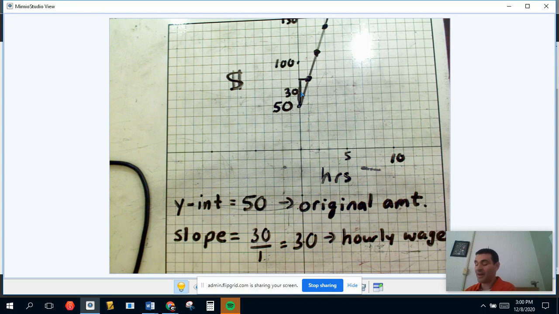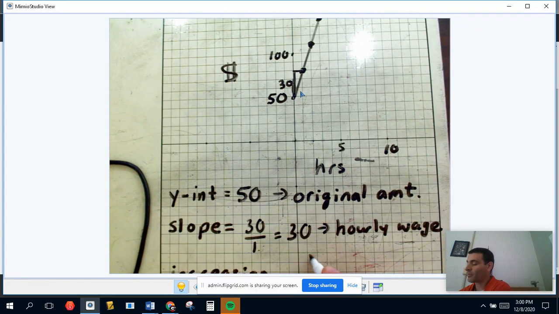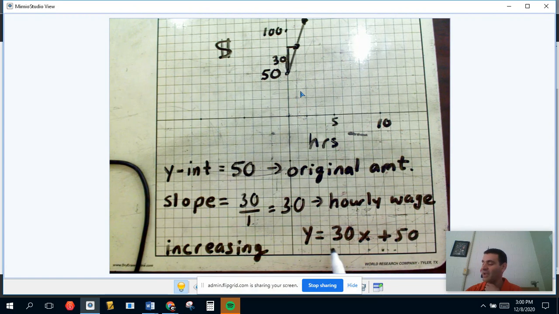Now they may say something about, is it increasing or decreasing? Well, clearly this is increasing. He's going to make more money for working more hours. That makes sense. If they ask you to write an equation, we would say y equals 30x plus 50. See the previous video on this one. It's like y equals mx plus b, where 30 is your m value, your slope, and 50 is your b value, or y-intercept.